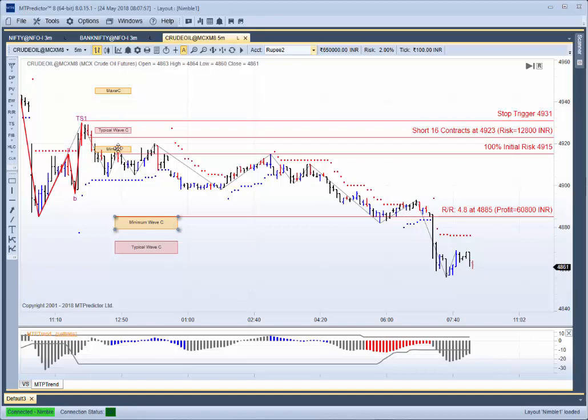As you can see, crude oil declined off our TS1 sell here. Again, this is on a 5-minute chart of June crude oil, and came down to the first potential profit target here, where potential profit of 4.8R, or 4.8 times the initial risk, was available.